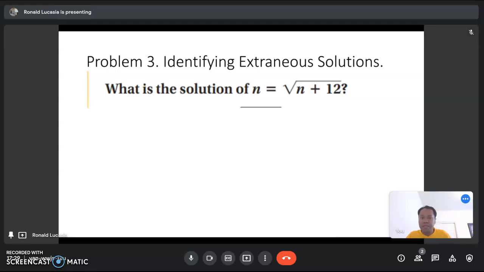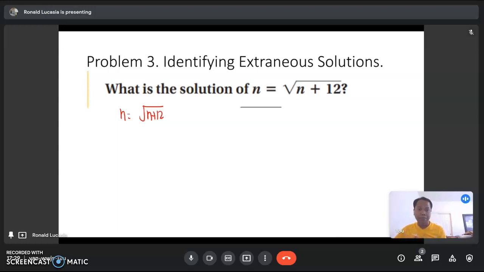Number 3 is we have to identify extraneous solution. So when you say extraneous solutions, those are solutions that will not satisfy the given equation. So number 3, what is the solution of n is equal to the square root of n plus 12?